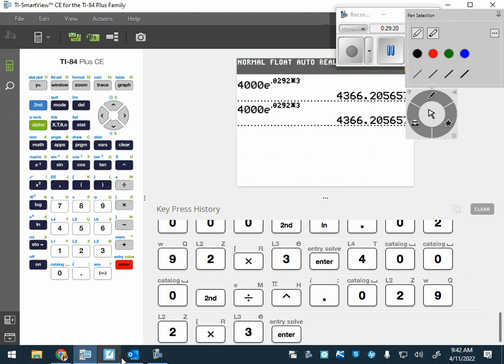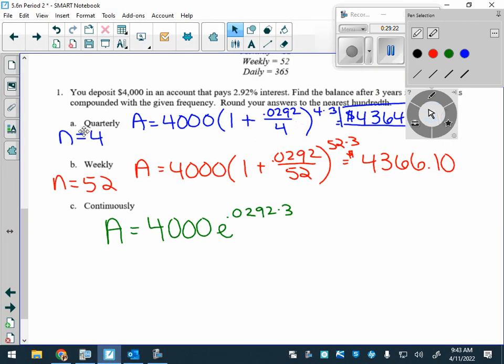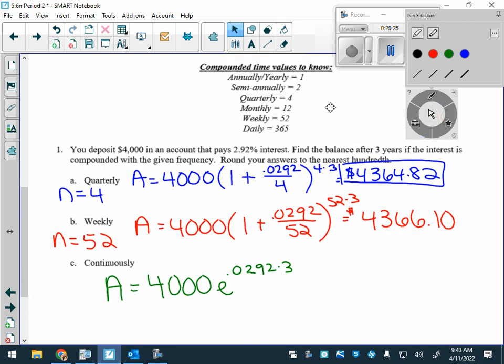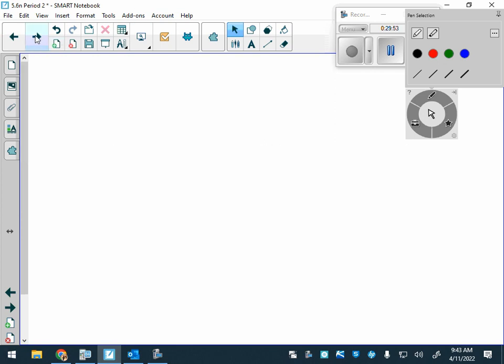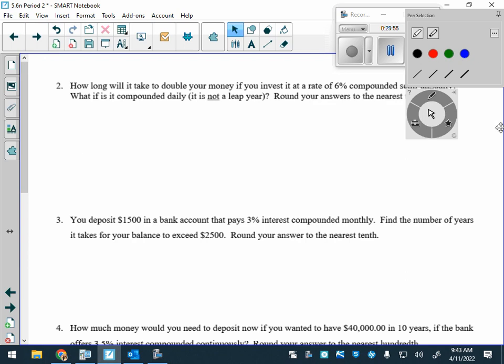So, if you have compounded quarterly, weekly, daily, even annually or yearly, the n value is going to equal 1. Semi-annually is 2, quarterly is 4, monthly is 12, weekly is 52, daily is 365. When you see compounded a specific number of times per year, it will be your n. The keyword continuously will be the PERT formula. Any questions?